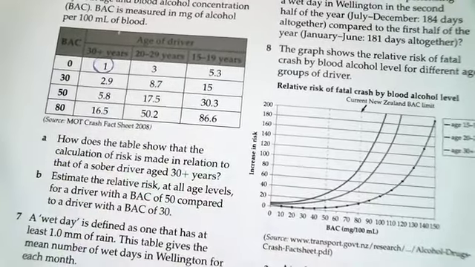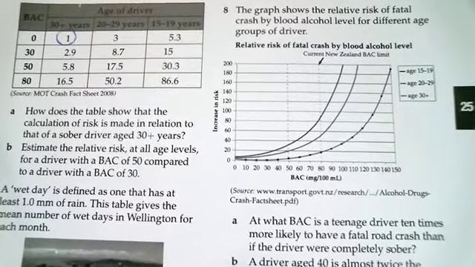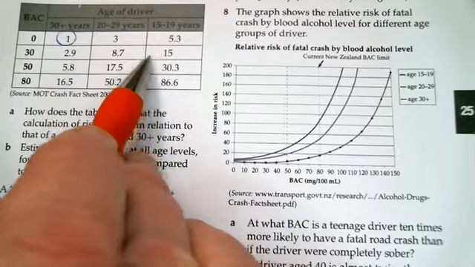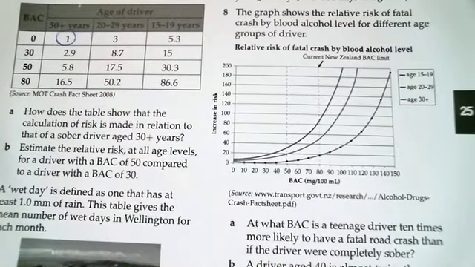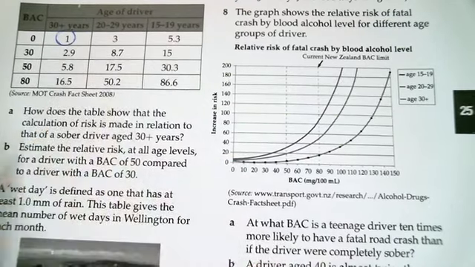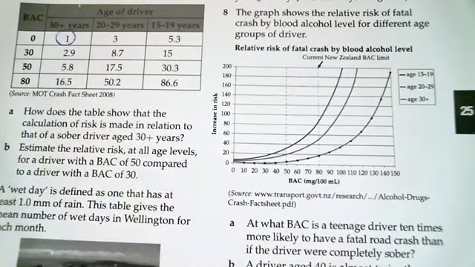So that's the answer I would give there. It says estimate the relative risk, this is B now, at all age levels for a driver with a blood alcohol content of 50 compared to a blood alcohol content of 30. Because these are already relative risks, I'm not having to so much calculate the relative risk as just compare the relative risks.